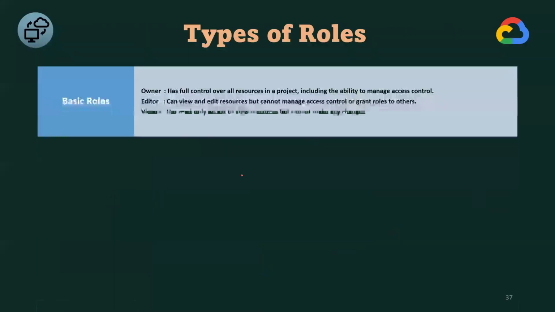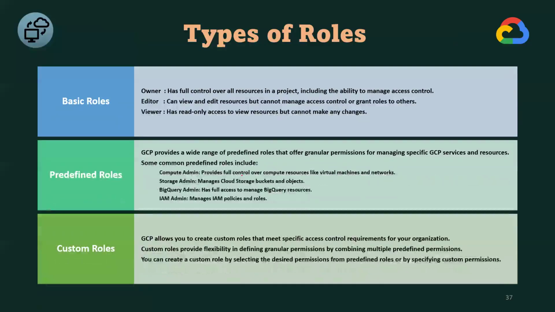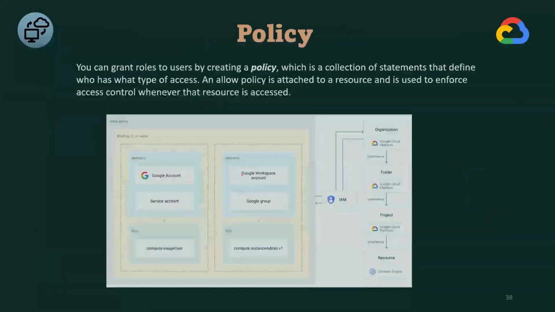The next topic. As I told you, there are 3 types of roles: basic roles, predefined roles and custom roles. Policy: you can grant roles to users by creating a policy. So far we understood the definitions of identities or principals, and the roles and types of roles. What happens when you grant a role to a user? What happens is nothing but a policy. When you grant a role to a user, the policy gets created.